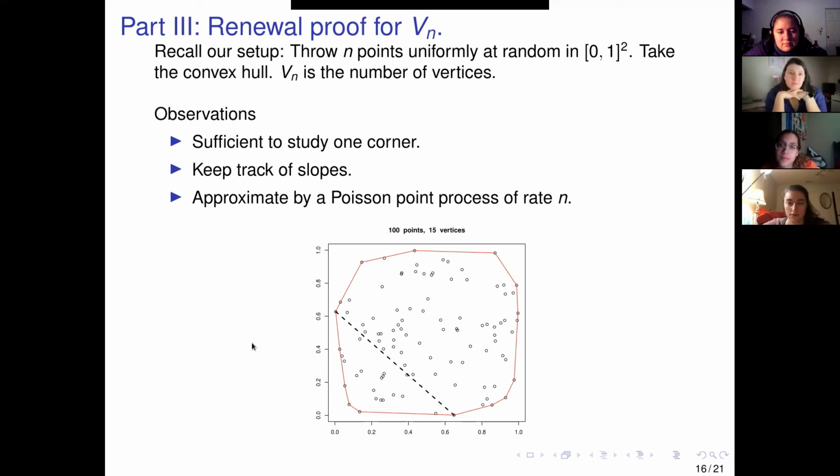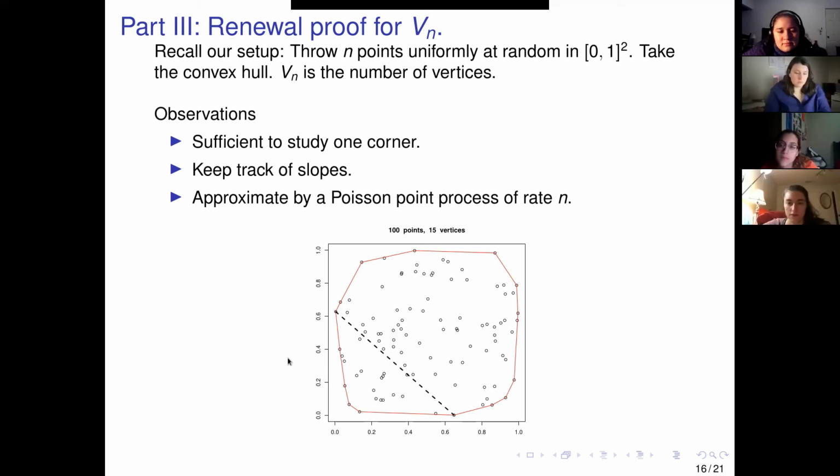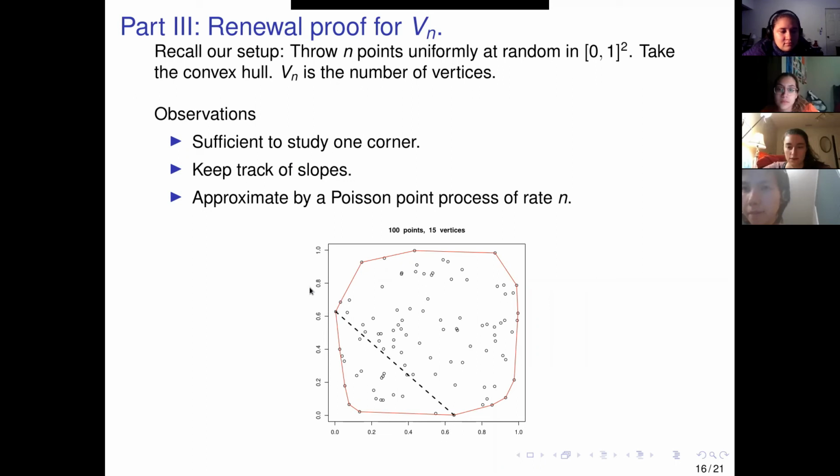So I need to deal with random polytopes. I throw n points uniformly at random in the square and I take the convex hull. Here are a few things that would help us. Number one, I claim that it is sufficient to study one corner. What do I mean by a corner? The outside box is a square, and I look from the viewpoint of one corner of the square at the polytope and ask, how many vertices do I see?